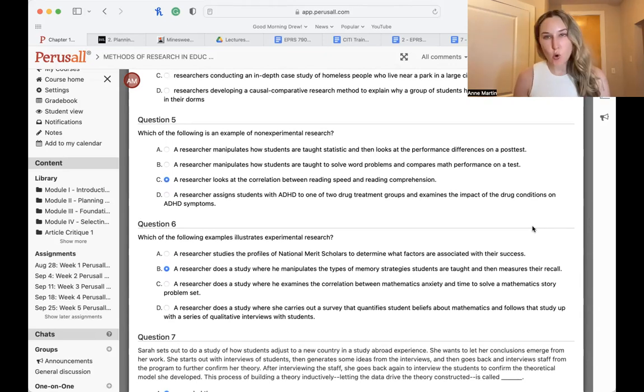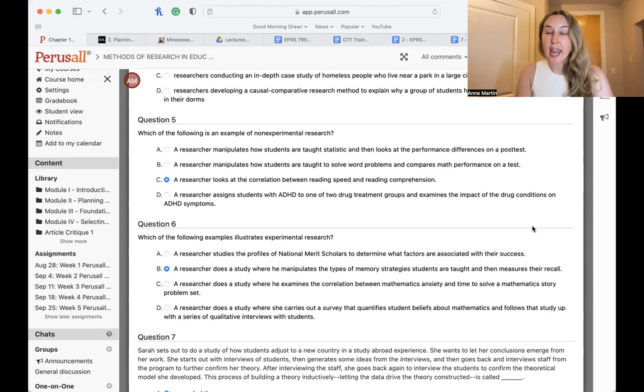Now, non-experimental research. Remember, non-experimental research can be quantitative. So not all quantitative studies are experimental. All experimental studies are quantitative, but not all quantitative are experimental. So when you're thinking about non-experimental research, and this is going to come up in the lecture this week for chapter 4 and 5 about non-experimental versus experimental.